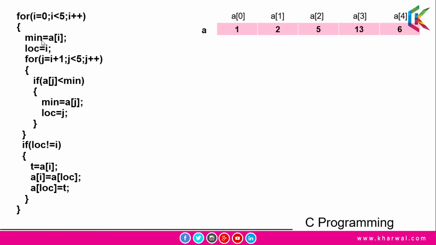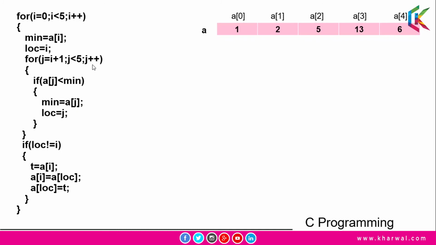Now minimum value will be A of 3 and that is 13 and value of LOC will be 3. And in the for loop of j, the value of j will be 4 and 4 less than 5, this is also true. And now it will check this condition. So if A of 4, that is 6 less than minimum, so the value of minimum is 13 and it is true. Now we got the new minimum value and that is 6. So the minimum value will be 6 and the value of LOC will be 4.